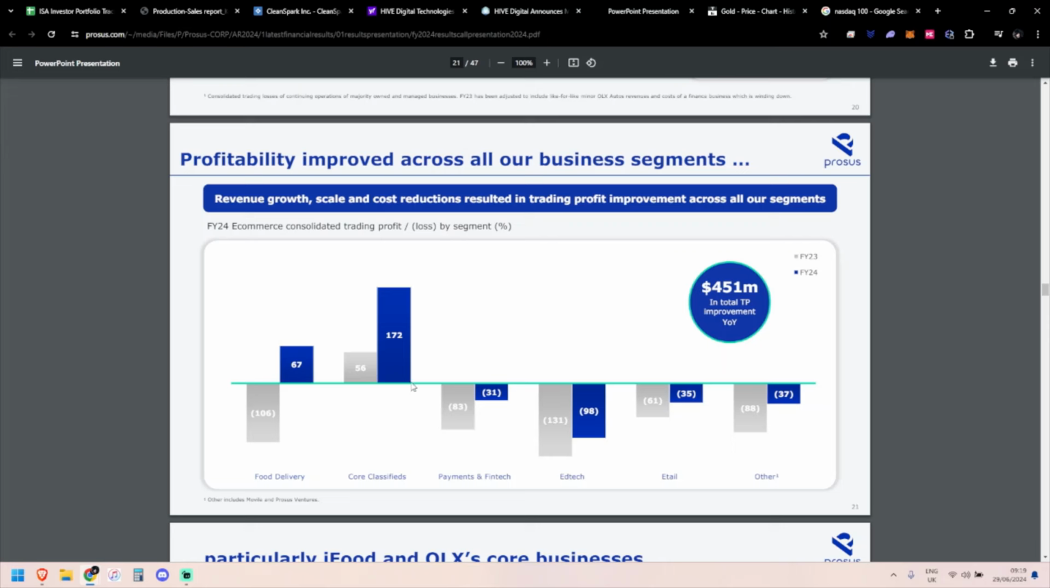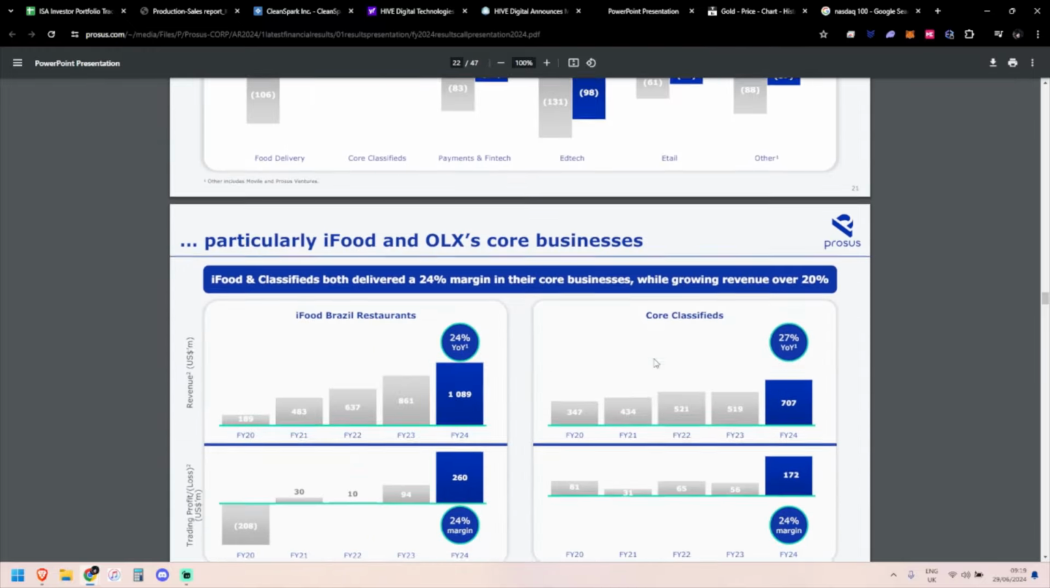And then highlighting that this profit is largely coming from the food delivery side and classifieds, which is unusual, not where I would have expected. Payments and fintech, education, e-tail, and others are still losing money, but doing better than last year. All of them quite significantly, you know, 50% reduction in loss. So if some of those can go profitable as well, then that would be very bullish.